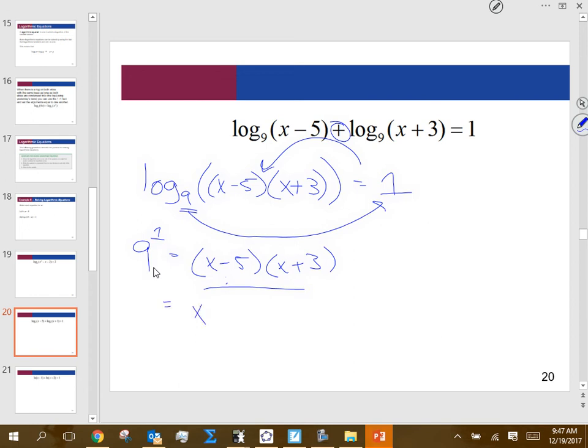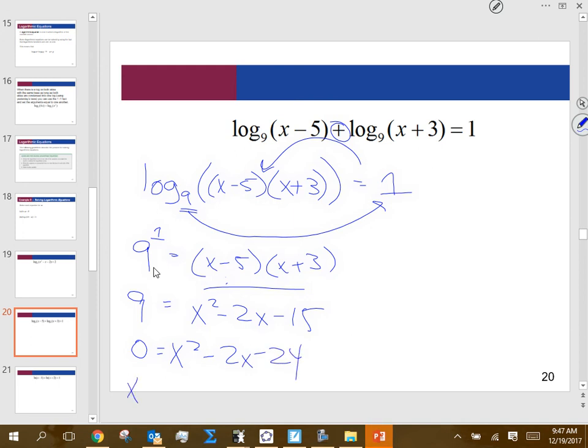You might think, well, it's kind of redundant to expand it and then factor, but we're expanding, grouping like terms, simplifying, and then factoring something that's new. So I get x squared minus 2x minus 15 is equal to 9. Sorry, subtract 9 from both sides. Get x squared minus 2x minus 24.